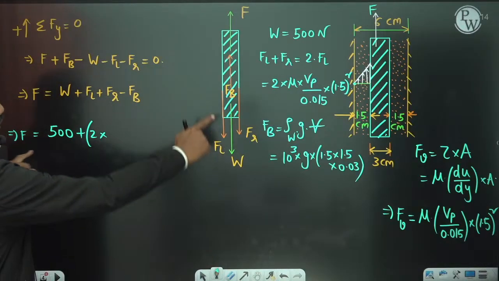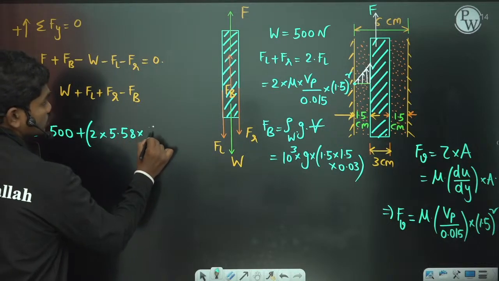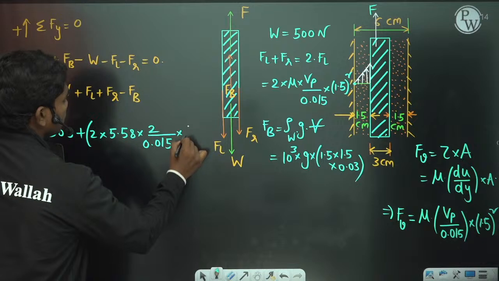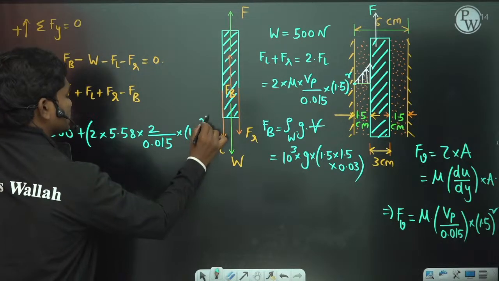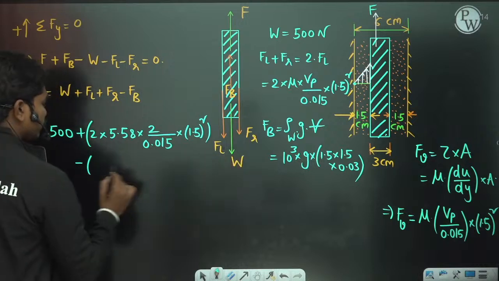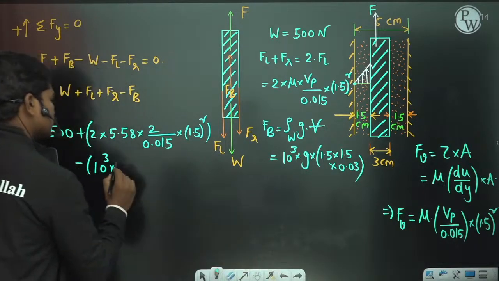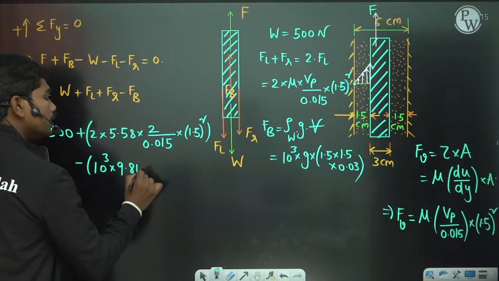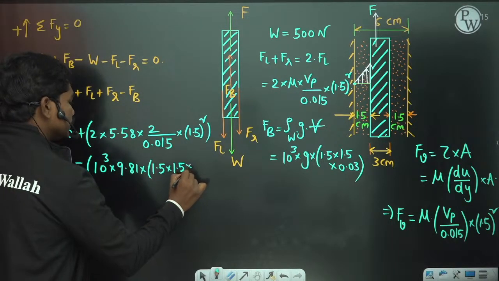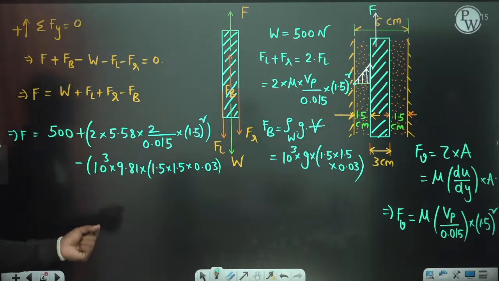So if you substitute 2 times mu, 5.58, into velocity of the plate, 2 meters per second, divided by 0.015, into 1.5 square. So this is the total, FL plus FR minus buoyancy force. So density of the fluid into g, which is 9.81. Let us write the values directly: 9.81 into 1.5 into 1.5 into 0.03. So this is the total expression that gives you the value of this F in newtons.